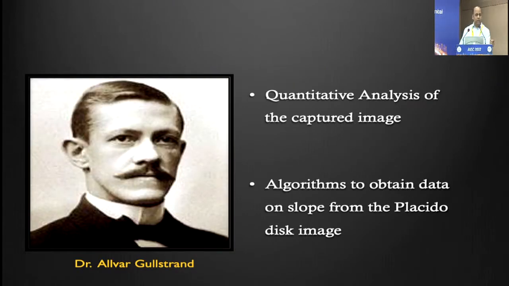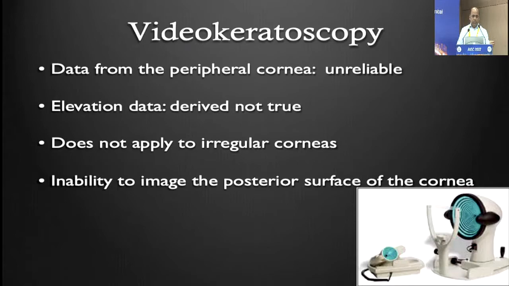Then Allvar Gullstrand started the quantitative analysis of the captured image, and he formed the algorithms to obtain data on slope from the Placido disk images. Then came video keratoscopy. This also had some limitations: the data from the peripheral cornea is unreliable, the elevation data is not true, it's derived data, it does not apply to irregular corneas, and imaging the posterior surface of the cornea is not possible with this machine.